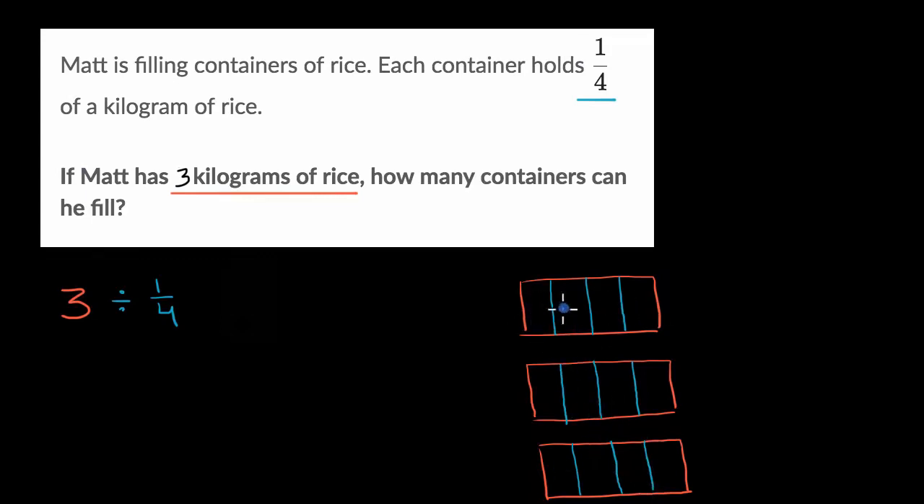So how many fourths are there? Well, there are 1, 2, 3, 4, 5, 6, 7, 8, 9, 10, 11, 12 fourths. So 3 divided by 1/4 is equal to 12.